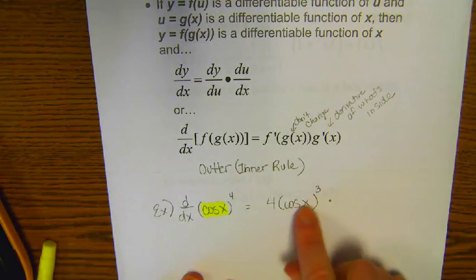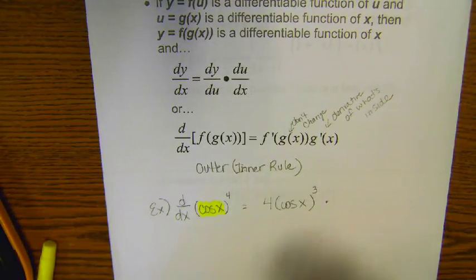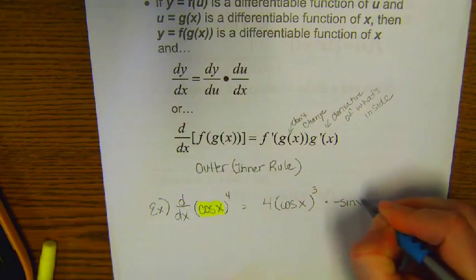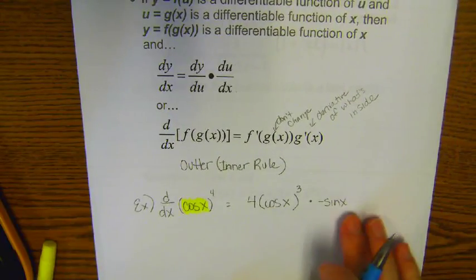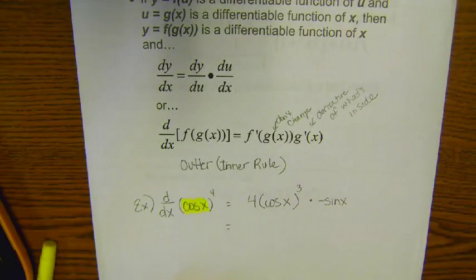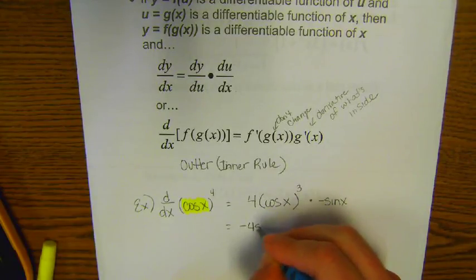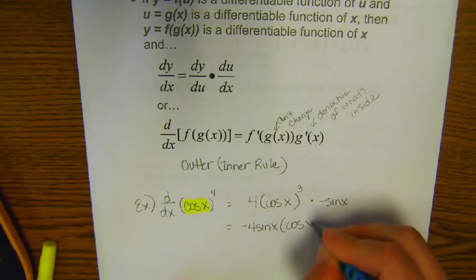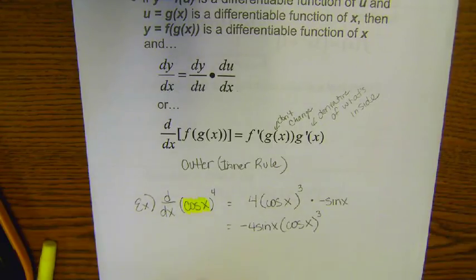And what's the derivative of cosine? Very nice, negative sine of x. And so if I wanted to rewrite this, I could write it as negative 4 sine of x times cosine of x parentheses cubed.